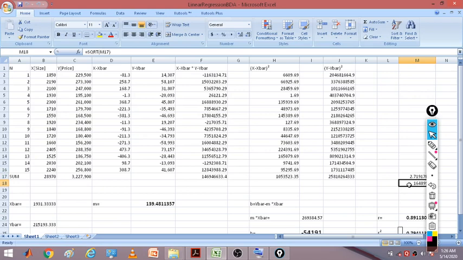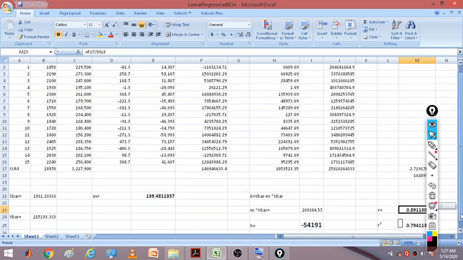The numerator for r will be f17, which is nothing but the summation of x minus x bar into y minus y bar. This value divided by this value, we obtain r equal to 0.89. If you take the square of that, we get 0.7941. So this is how we have obtained the values: r is 0.891 and r square is 0.79.